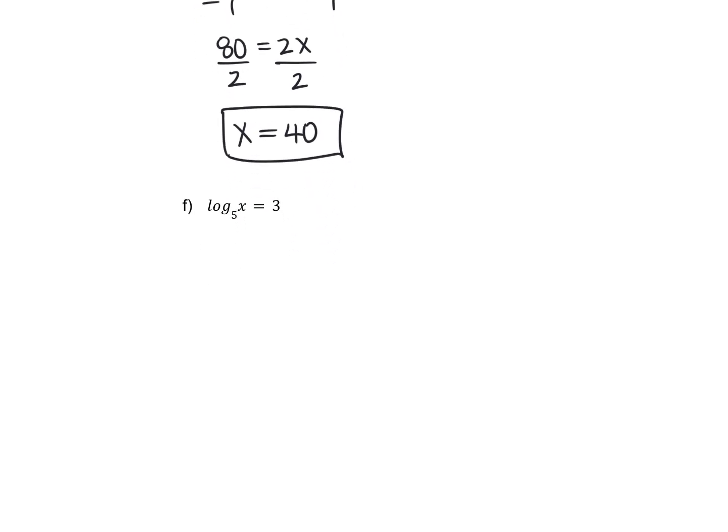Last example, log base 5 of x equals 3. So that becomes 5 cubed equals x. So then x equals 125.